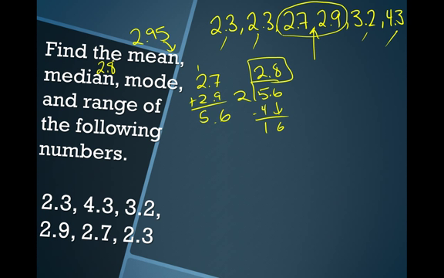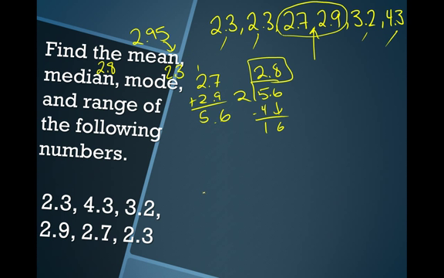Let's figure out my mode. My mode is the one that occurs most often. So 2.3 I have listed twice. 2.7 just once, 2.9 once, 3.2 once, and 4.3 once. So I have 2.3 twice. That's the most often I have a number. So my mode is 2.3.